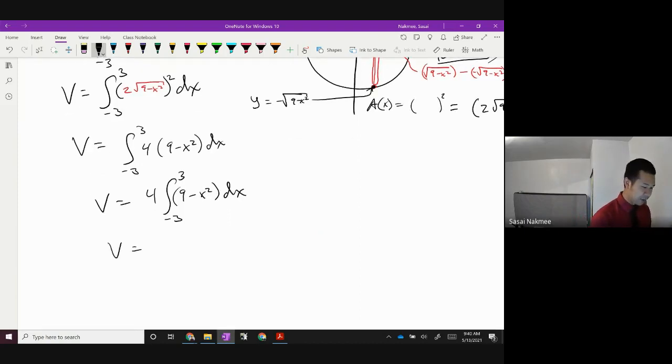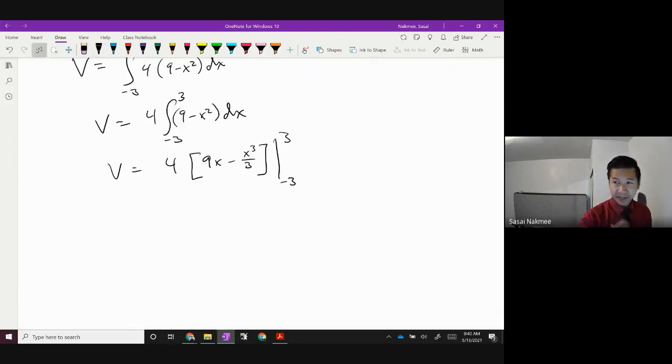This is going to be equal to 4 times the integral of 9, which is 9x. The integral of x squared is going to be x cubed over 3. This thing is, of course, being evaluated from -3 to 3. And you plug in those values and you evaluate it out and see what you get. I think it comes out to like 100 something. You know what? Just show the work. Why are you being lazy? I don't know. All right, let's plug this in.